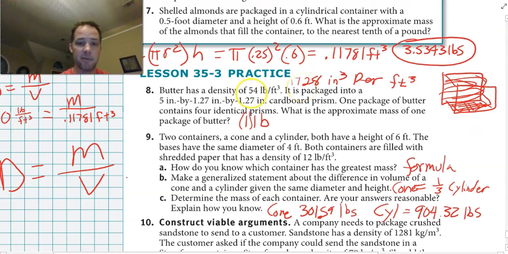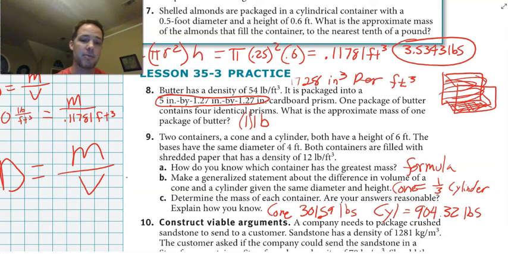So you could divide 54 by 1728 to figure out how many pounds per cubic inch. And then when you figure out the volume in cubic inches, multiply it by that to get your answer. Or you could convert all of these to feet. A little bit uglier because you get a bunch of ugly decimals, but either way you get about 1.008 pounds, so about 1 pound of butter.